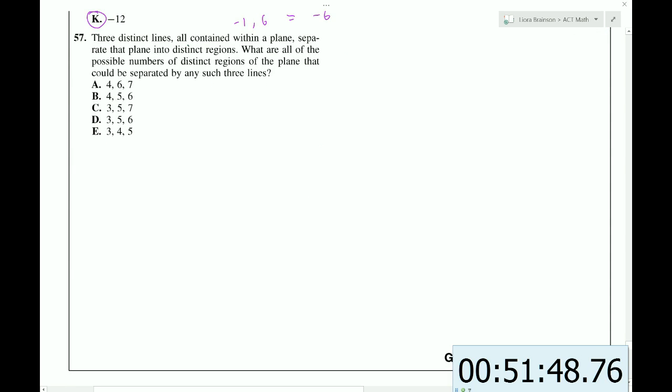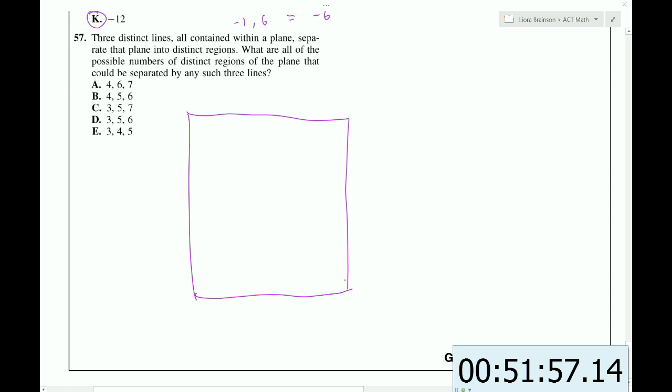Alright, 3 distinct lines all contained within a plane separate that plane into distinct regions. So whenever we're talking about a plane, usually it's like a flat sheet of paper. But it's infinite, right? So we need to draw 3 separate lines to divide it up. So let's say we draw these 3 lines, okay?